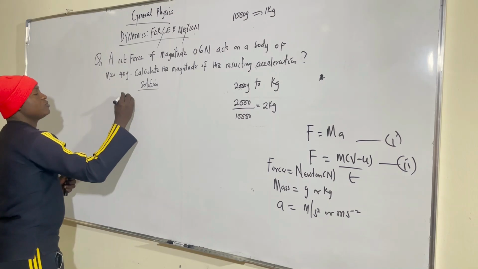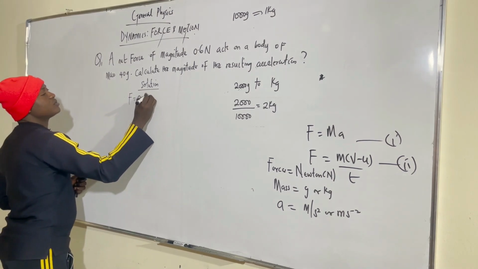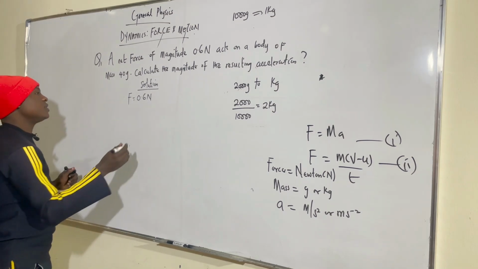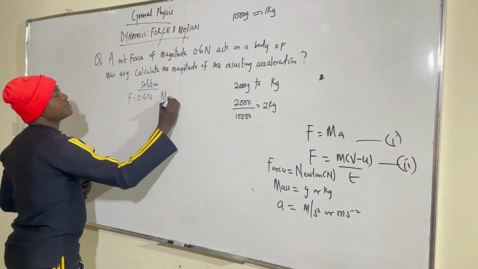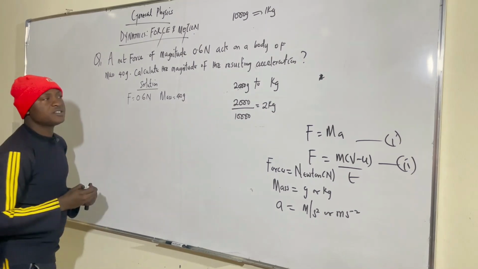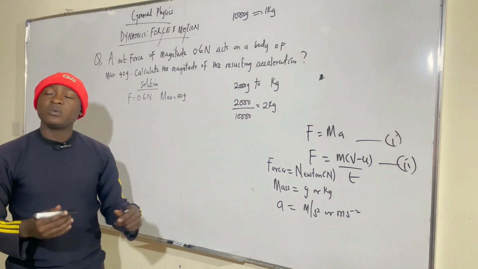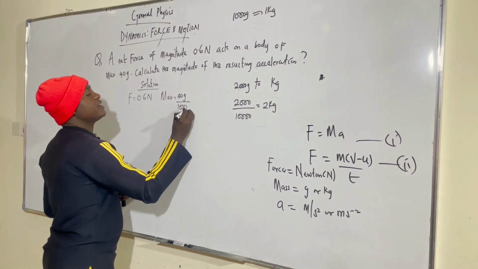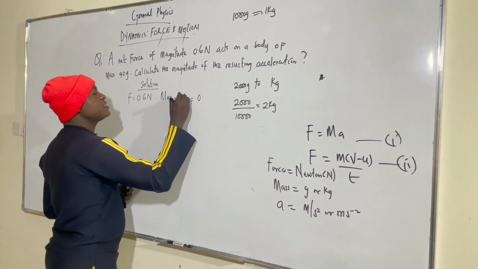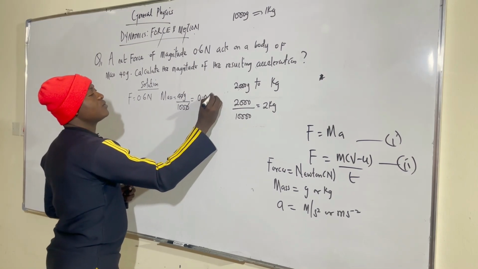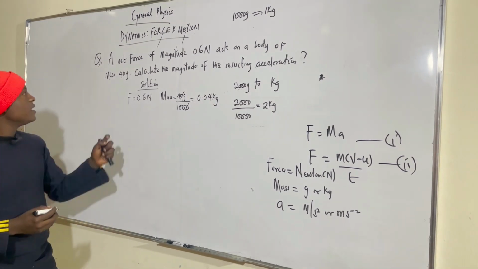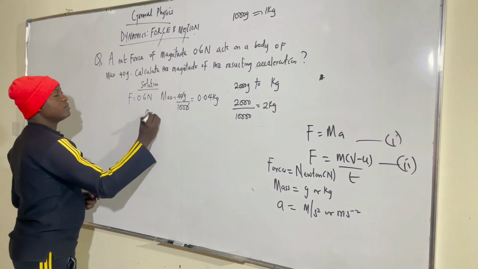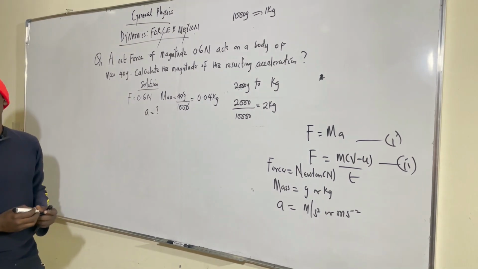Good. So that means we are given the force to be 0.6 Newton acting on a body of mass 40 gram. So we are given the mass to be 40 gram, but you can see the mass should be in kilogram, and we know that 1,000 gram make 1 kilogram. So meaning here we have 40 divided by 1,000. So here, we have 0.04 kilogram. They now said calculate the magnitude of the resulting acceleration. Meaning, I'm looking for the value of a.